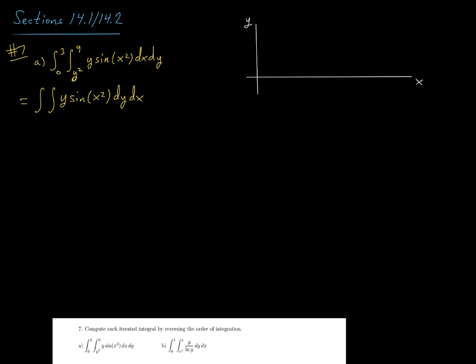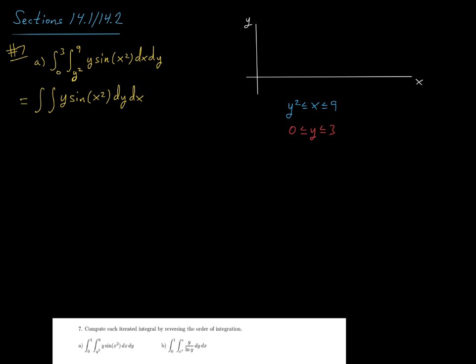Okay, so let's go ahead now and describe that region. For x, we're saying that x ranges from a low end of y squared to a high end of 9, and then y ranges from a low end of 0 to a high end of 3. So what does this region being described with these inequalities look like?